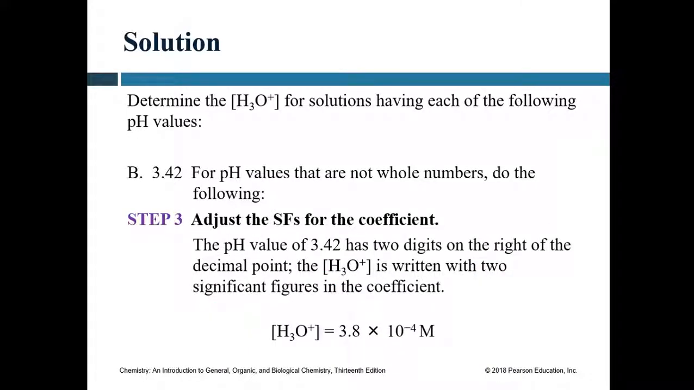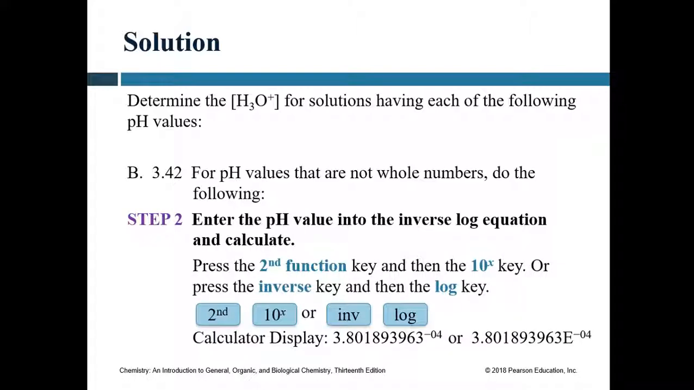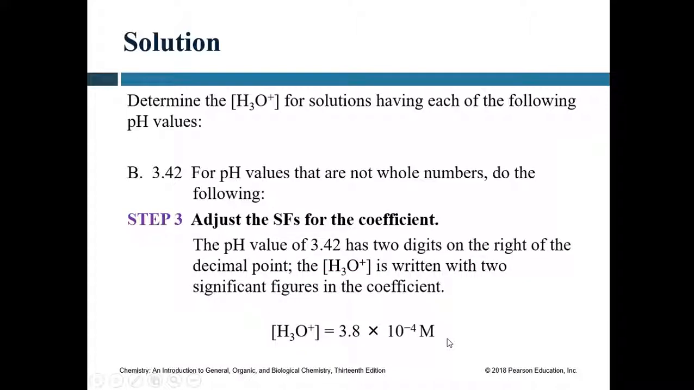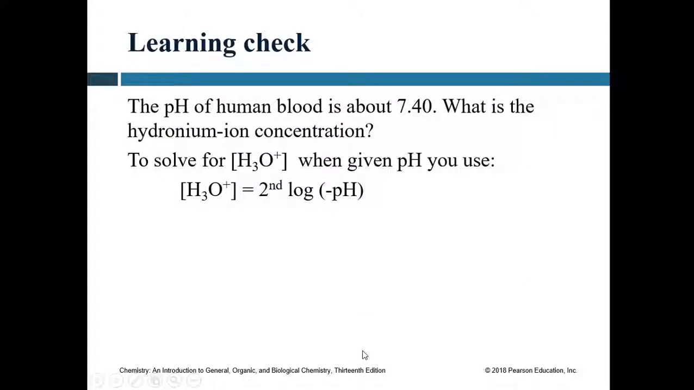When we do that, the pH value of 3.42 has two digits on the right, which means we need two significant digits, so we're going to have an overall two significant digits in our hydronium ion concentration. So 3.8 times 10 to the minus 4. When you get done, you'll see this on your calculator, and so then to get it to the right number of significant digits, we're here.